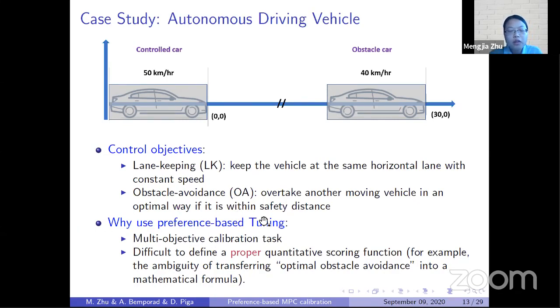Why use preference-based tuning in this case? First of all, this task is a multi-objective calibration task. Also, for this specific task, it's very difficult to define a proper quantitative scoring function in advance. For instance, it's hard to transfer the optimal obstacle avoidance into a mathematical formula.